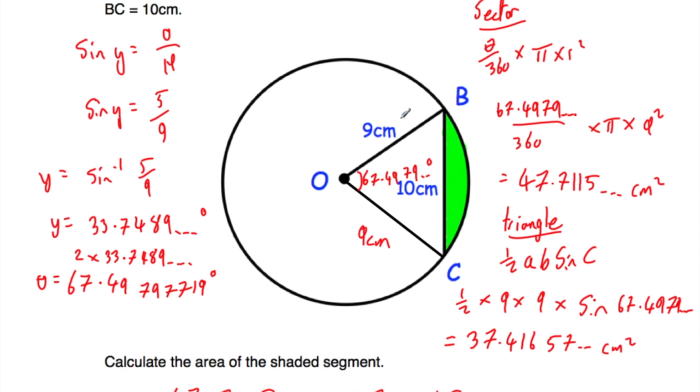And just remember in this question, you could have used the cosine rule to find the size of this angle. I used basic trigonometry, but either approach is fine. Okay, let's have a look at our next question.